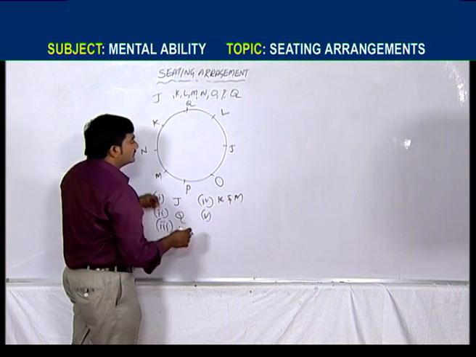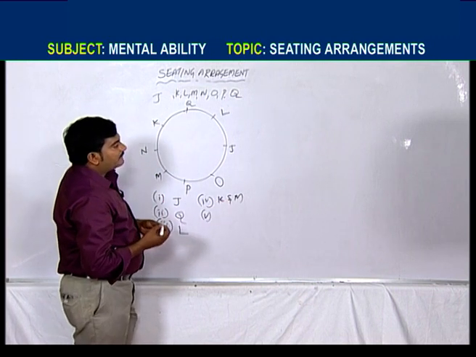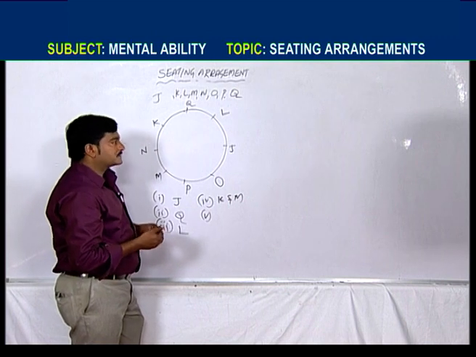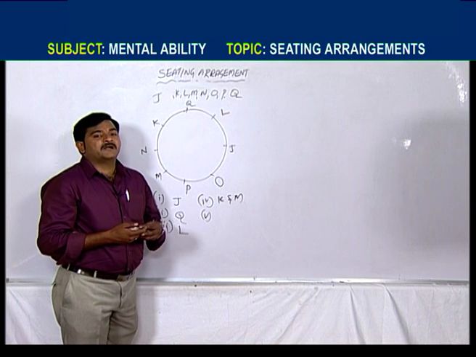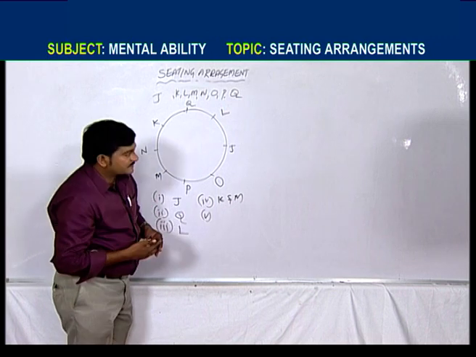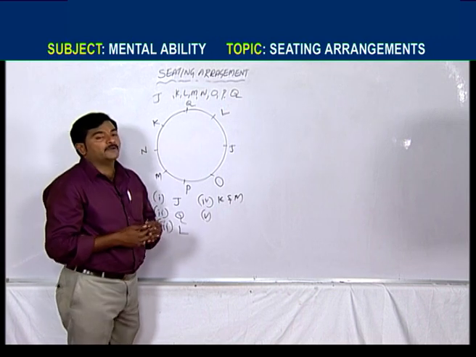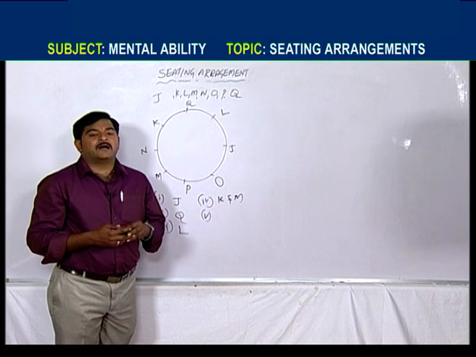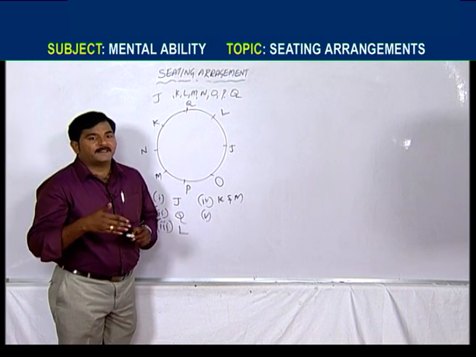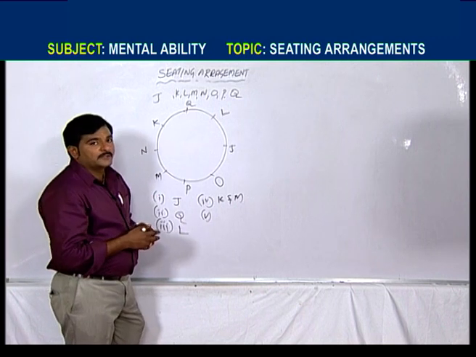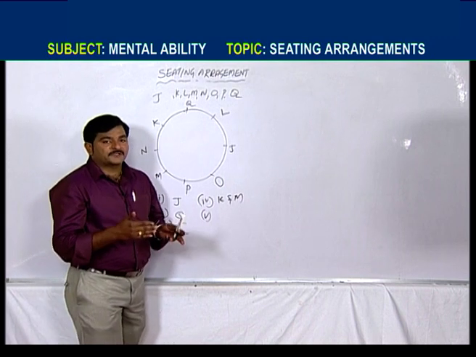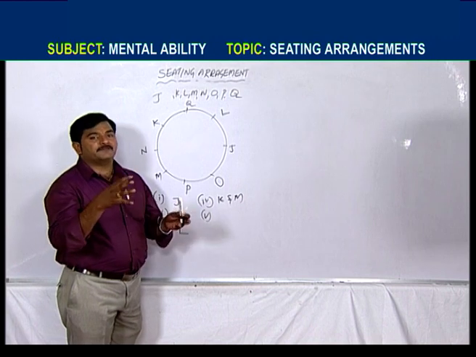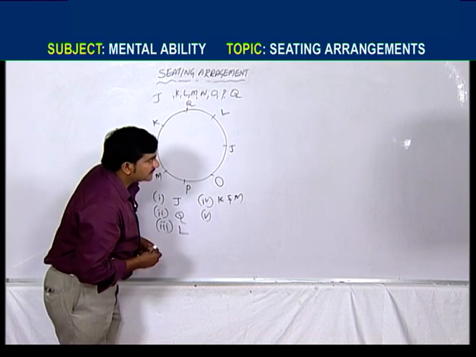And the final question. For the fifth question, he gave options also. What is the question? Which of the following groups of persons have the first person sitting in between the other two?